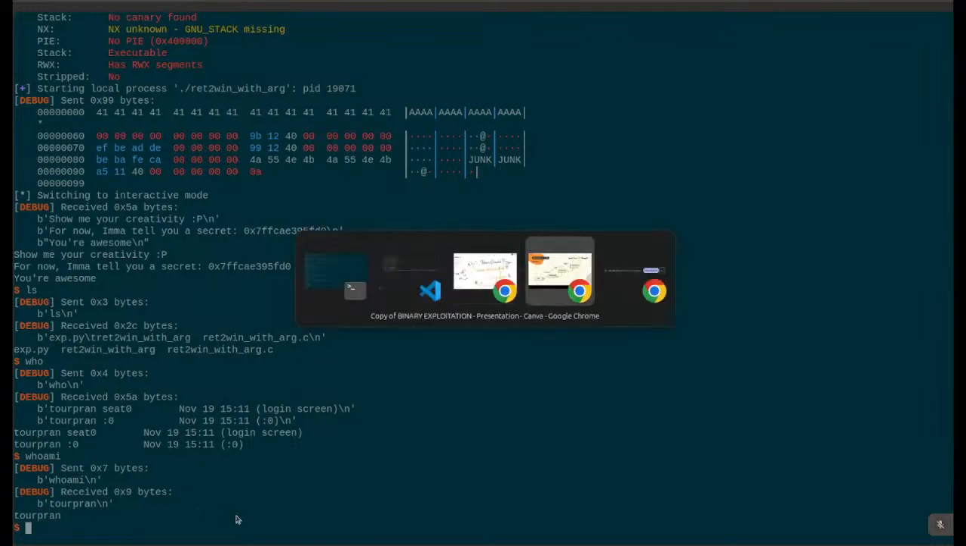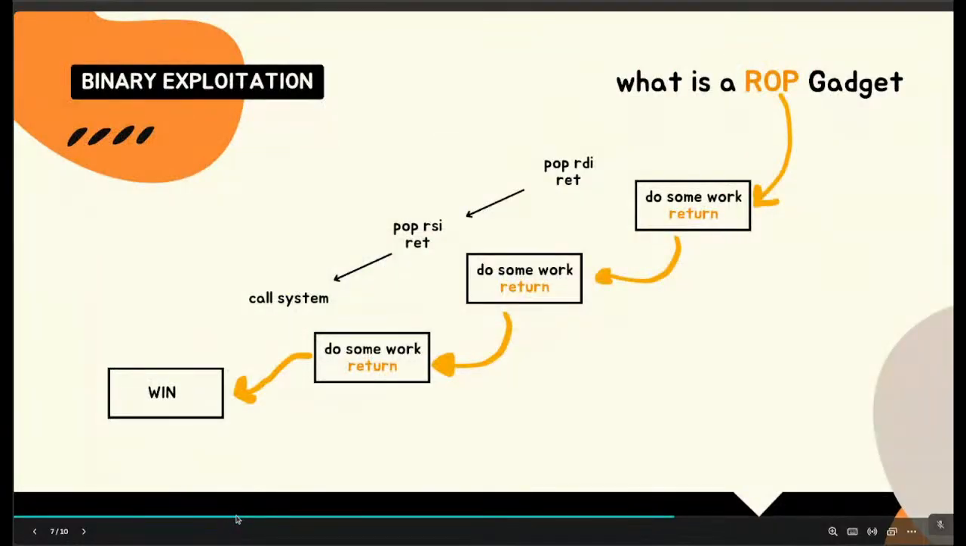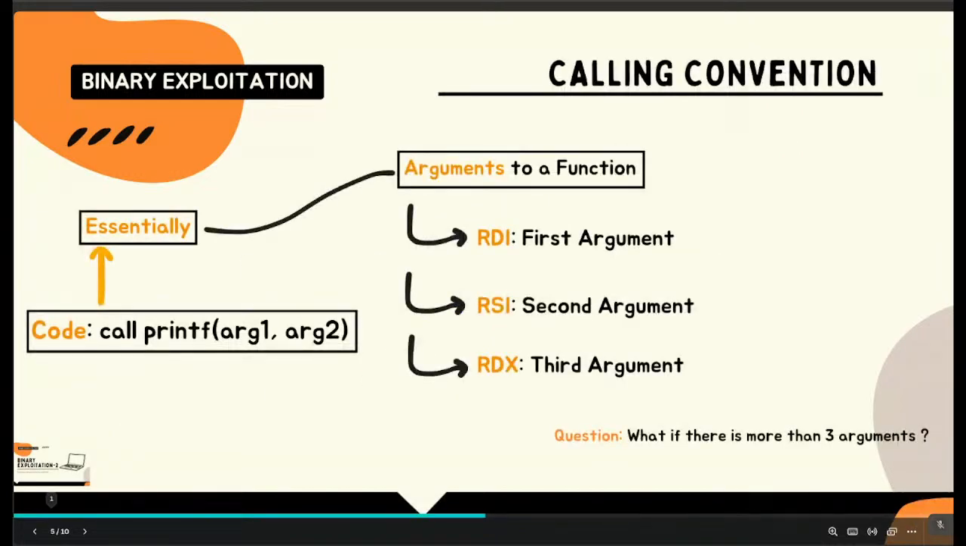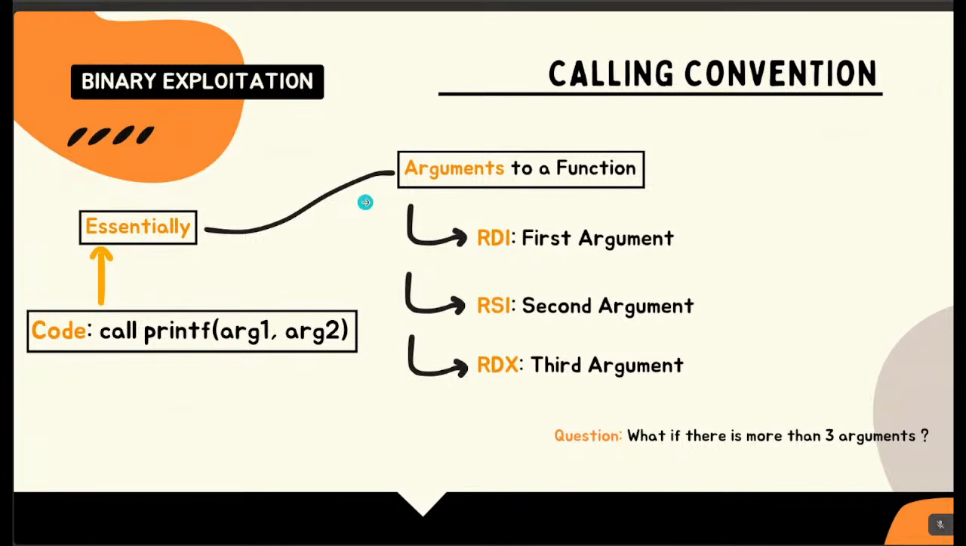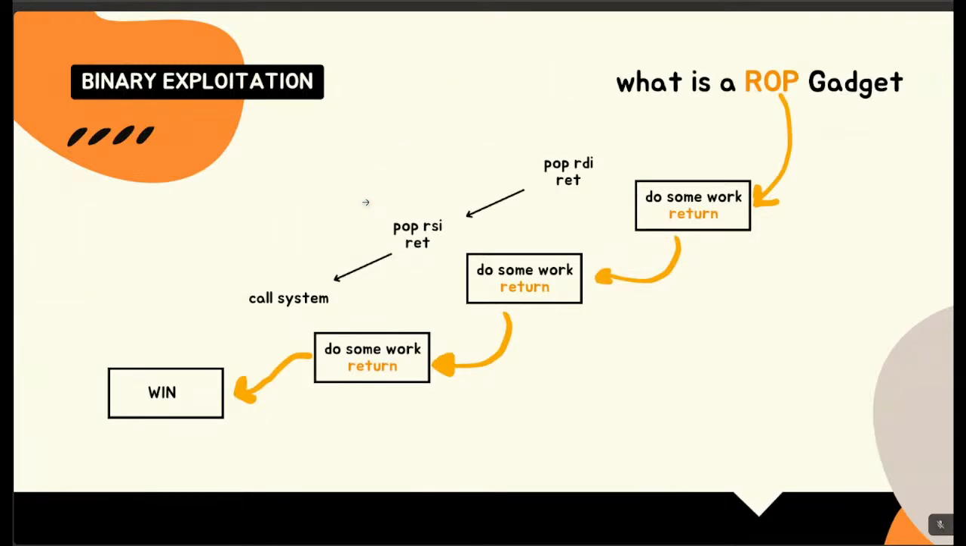So that is it with the first challenge, and all you had to know was just how the arguments work and your knowledge from the ret2win session from yesterday. And what is a ROP gadget? It might be a little confusing, but if you start doing more challenges, I don't think it'll be that hard for you guys because you're all smart.